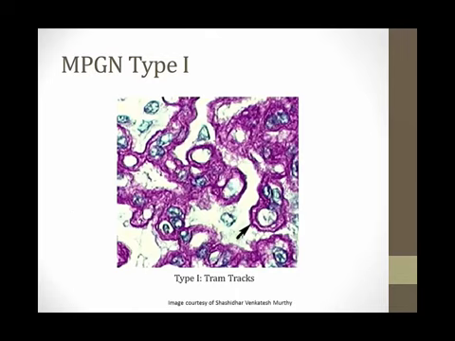Shown on the screen is a picture of the tram track appearance of glomerular capillary walls. There's an arrow pointing at one of the tram tracks. You can see how the basement membrane has been split, and the reason it's been split is because there is mesangial ingrowth triggered by those immune complexes which have deposited in the subendothelial layer of the glomerular capillaries.